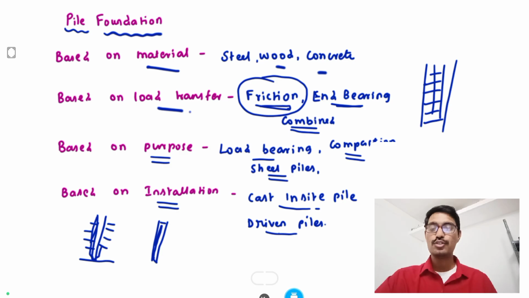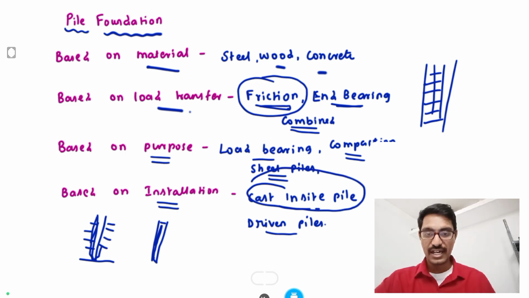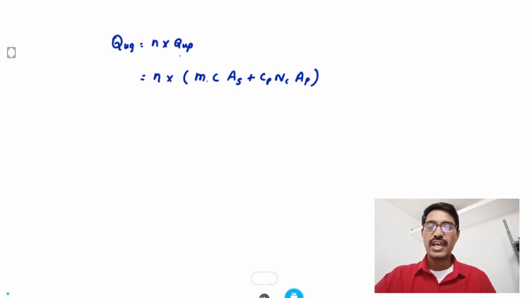Okay, so in order to find out the bearing capacity of a pile, we can use two major formulas. The first one is the static formula, and the other one is the dynamic formula. For cast in situ piles we go for static formulas, and for driven piles we go for the dynamic formula. The static formula is mainly based on friction and end bearing. So this is the static formula we can use.